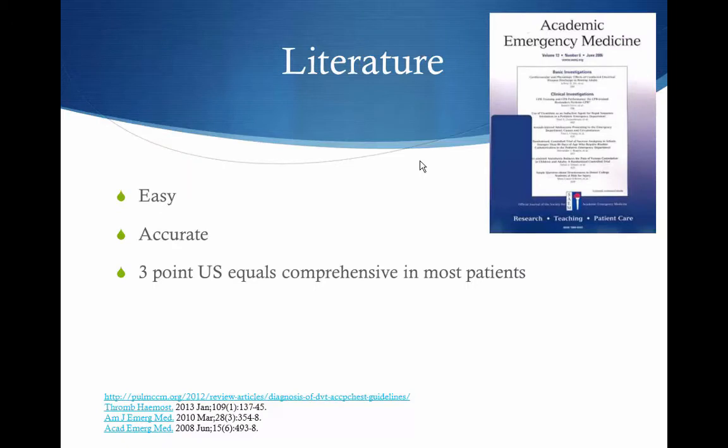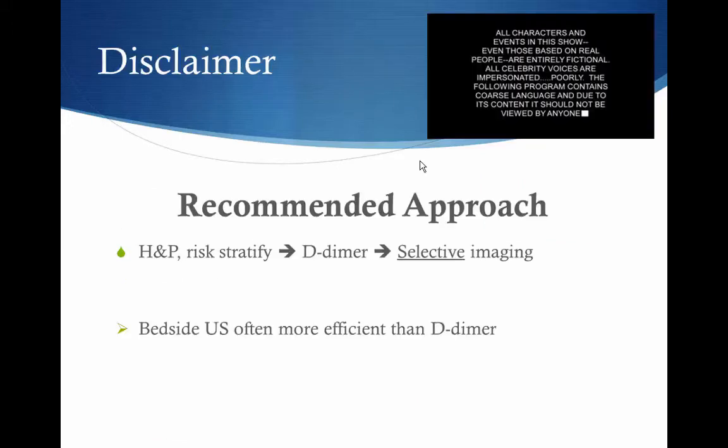So just quickly, what does some of the literature say about a bedside abbreviated ultrasound for diagnosing DVT? Well, here's my layman's summary of what the literature says: it's easy, it's quite accurate, and the ultrasound that I'm going to teach you, I sometimes refer to it as 3-point, sometimes we hear it called 2-point. There's some differences in some of the papers, but the study that I'm going to teach you has been shown to be pretty much equal to a whole comprehensive leg ultrasound, and equal as far as treatment algorithms in most patients. So there is a little bit of a disclaimer I'm going to talk about.